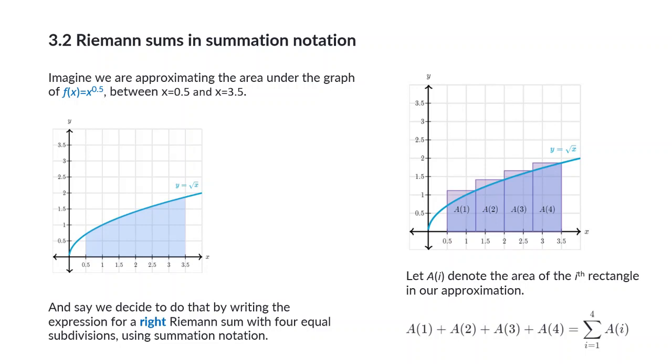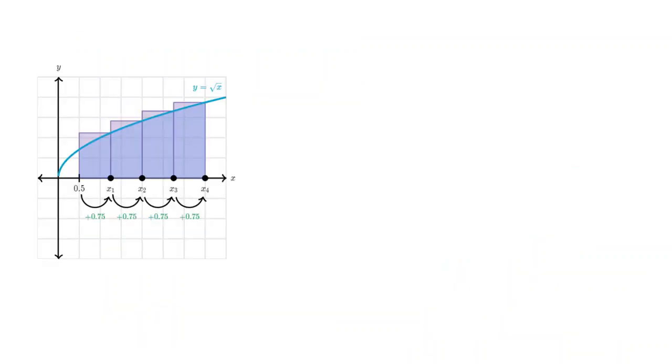Remember that the range is from x equals 0.5 to 3.5, and it's divided into 4 equal subdivisions. So what does that mean? It means we'll have a delta x. What will it be? It will be 3.5 minus 0.5, that's the initial, divided by 4, which is 3 over 4, which is 0.75, which is shown here. That's the first, delta x.